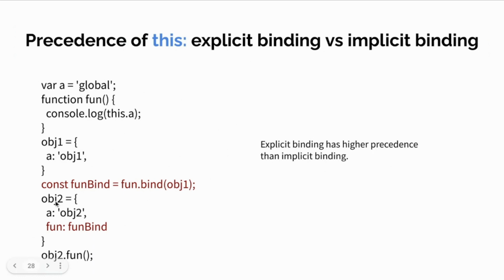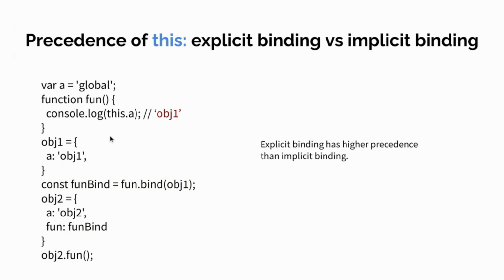Now you're creating another object. You have the fun keyword, and to that you have this function bind, and you're calling obj.to.fun, which will call this. So what do you think will be the value of this.a? It is binding with obj1, so it should be obj1, I think.